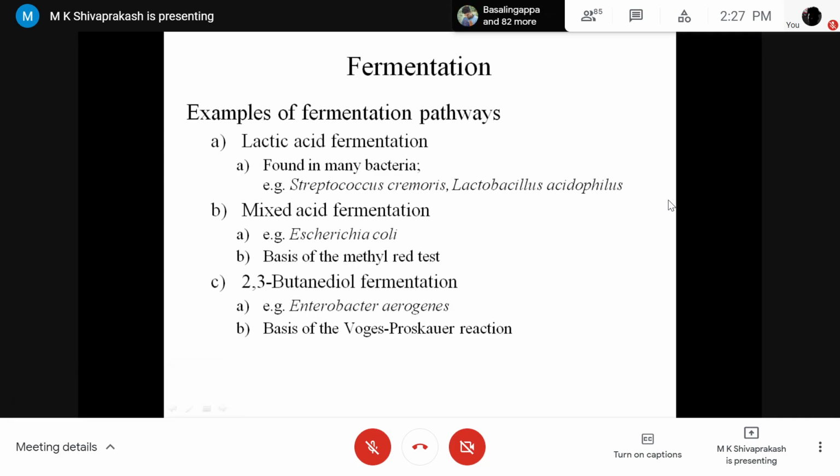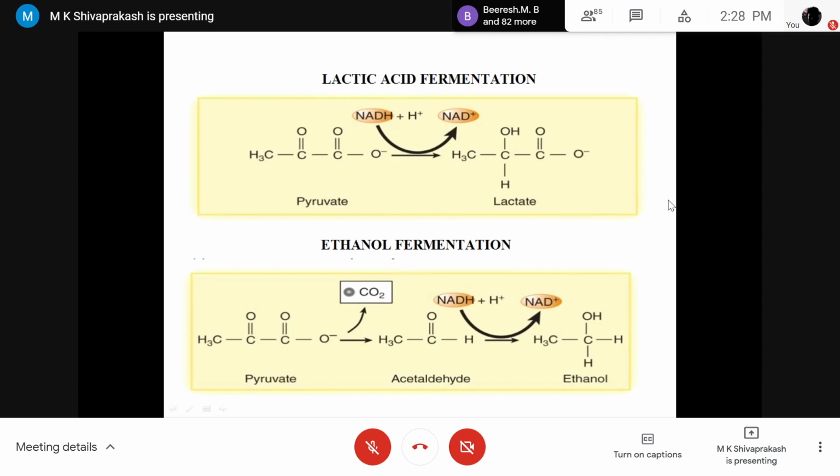Then the other thing is the 2,3-butanediol fermentation, which is seen in a coliform bacterium, Enterobacter aerogenes. Of course, this is again made use of in a test called the Voges-Proskauer reaction. That, of course, in your practical classes, you will come to know about them. So that is their importance.